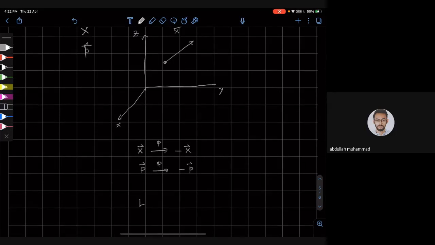Now, if I take angular momentum, which is r, or x, let's call it x, vector x cross vector p, and I apply parity to it, what will happen? The sign won't alter. Yeah, the sign won't alter, right? So this is not a vector. These things are called pseudo vectors, or axial vectors, okay?